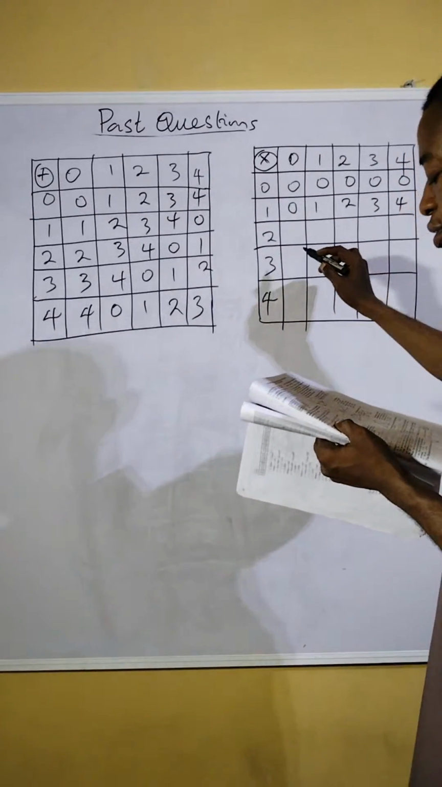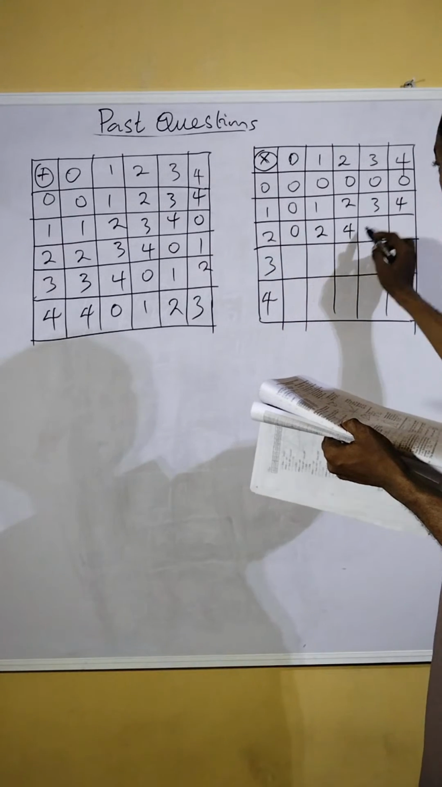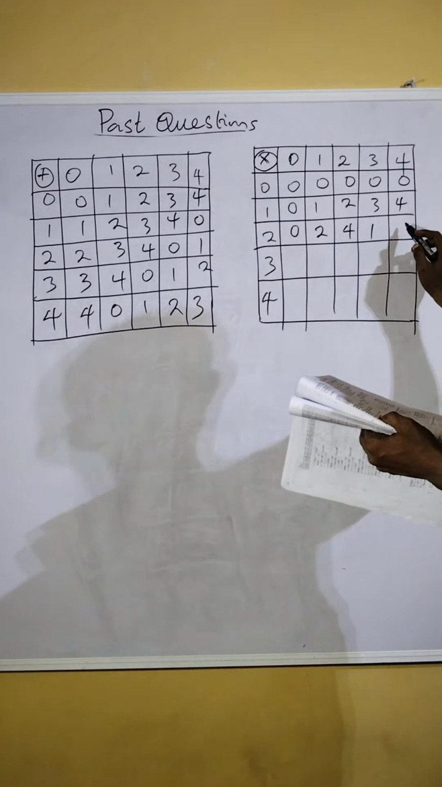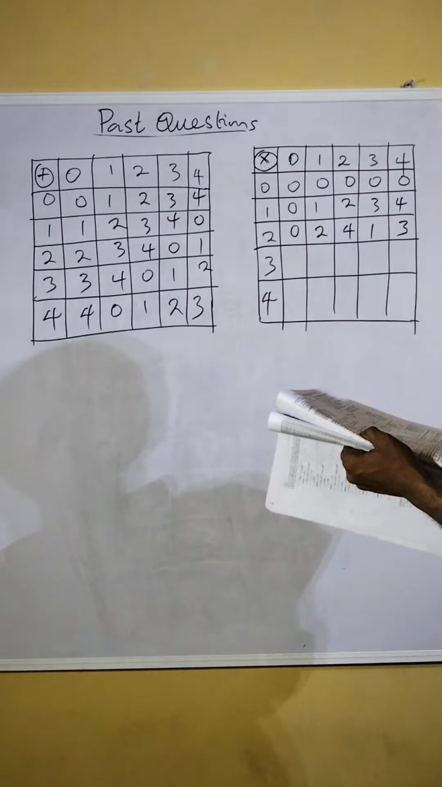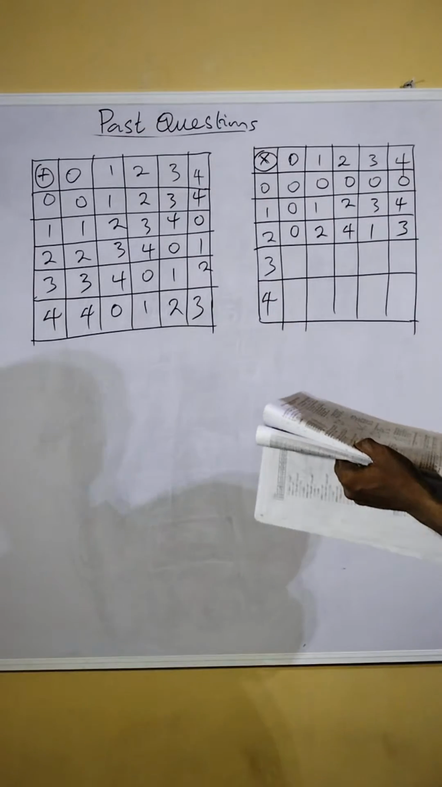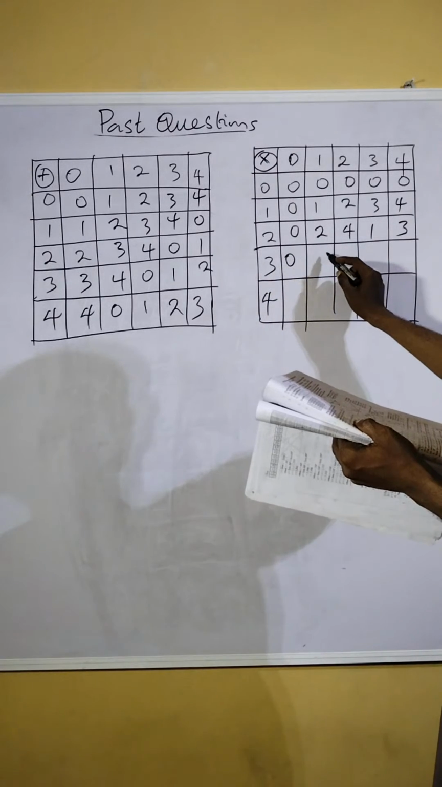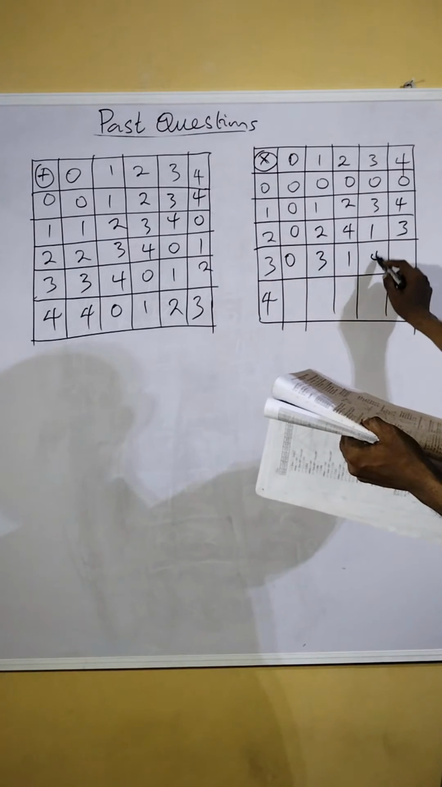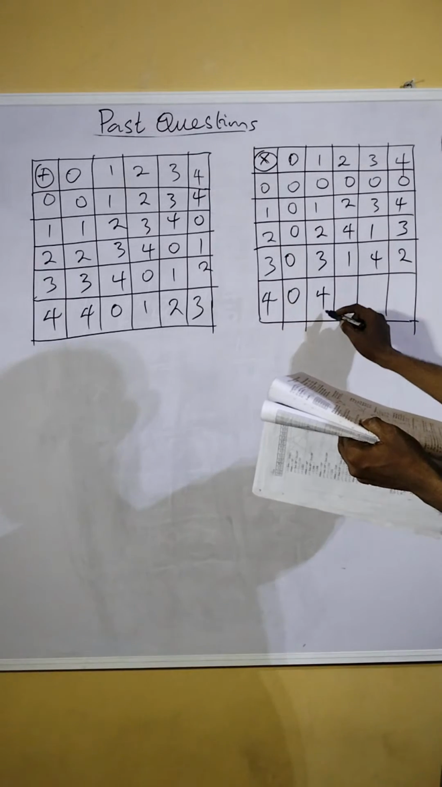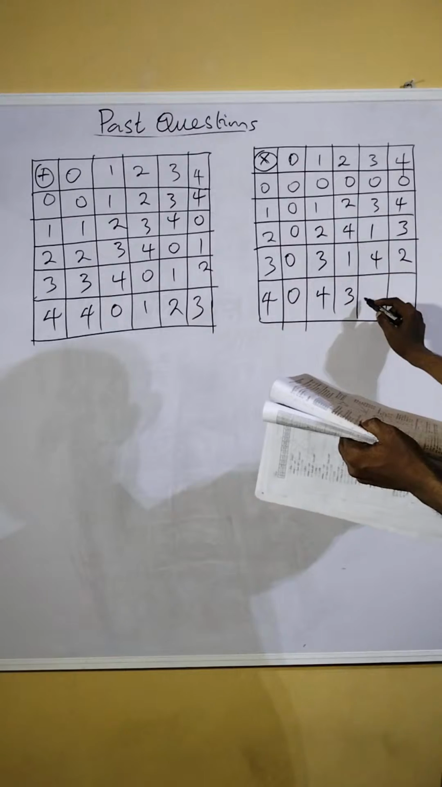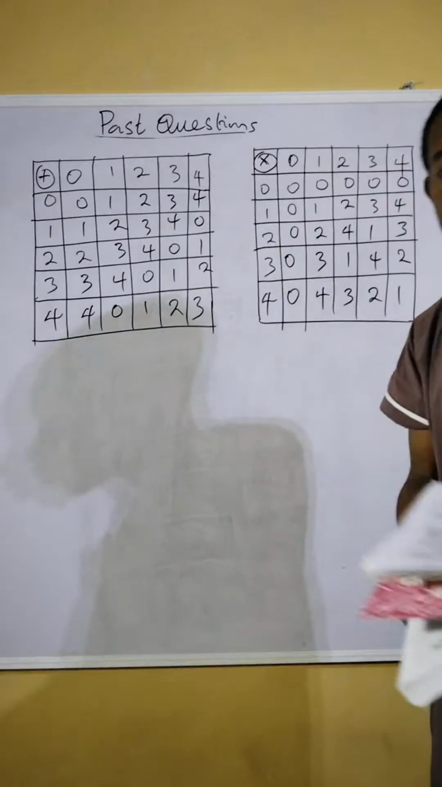And also here, this is 0. This is 2. This is 4. This will be 1 now. And this is 3 here. You are working in mod 5. So here, this is 0, 3, 1, 4, 2. This is 0. This is 4, 3, 2, 1. Now, this table is in mod 5.